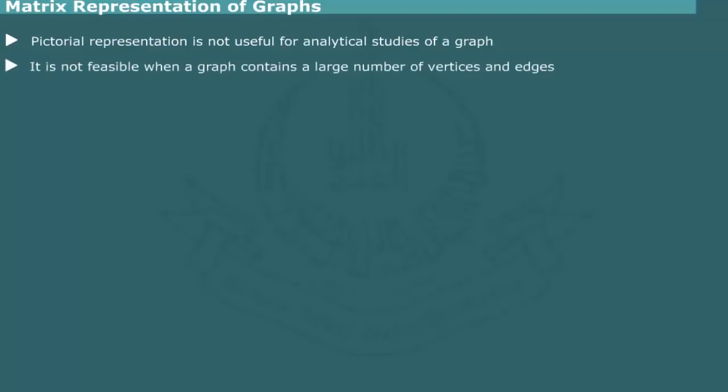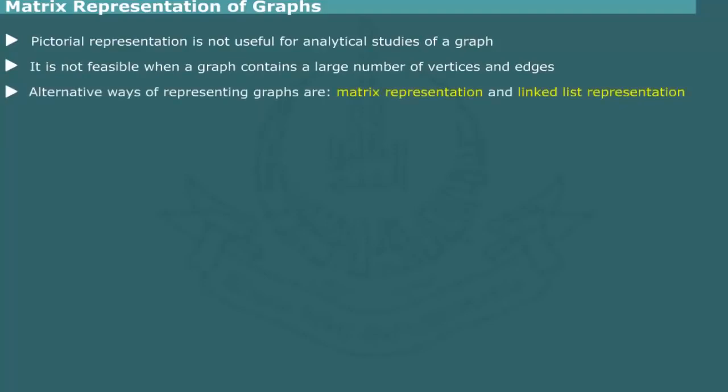Matrix representation of graph. We have seen that a graph can be represented diagrammatically with direction of edges shown explicitly. However, pictorial representation is not useful for analytical studies of a graph. Further, the pictorial representation is not feasible when a graph contains a large number of vertices and edges. There are alternative ways of representing graphs. Two common methods are known as matrix representation and list representation.